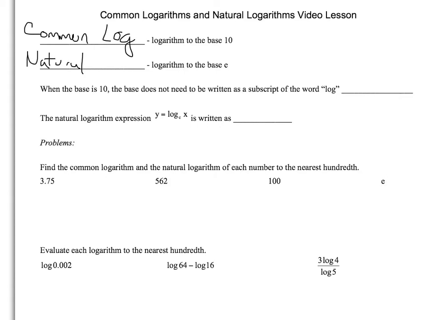E is just a button in your calculator. It is a value, but if you see a logarithm with the base e, it's called a natural log. And if you see a logarithm with the base 10, which actually a lot of times they won't show it at all, it's a common logarithm. It says, just like it says in the next line, when the base is 10, the base does not need to be written as a subscript of the word logarithm.